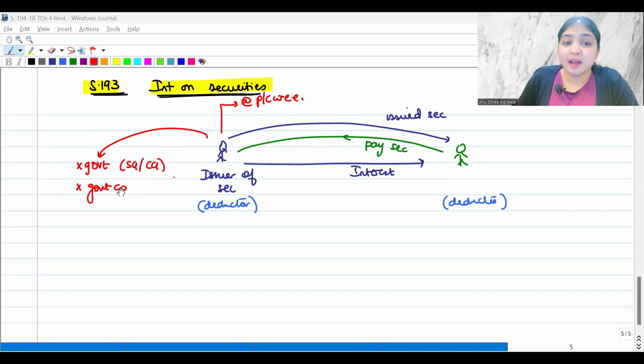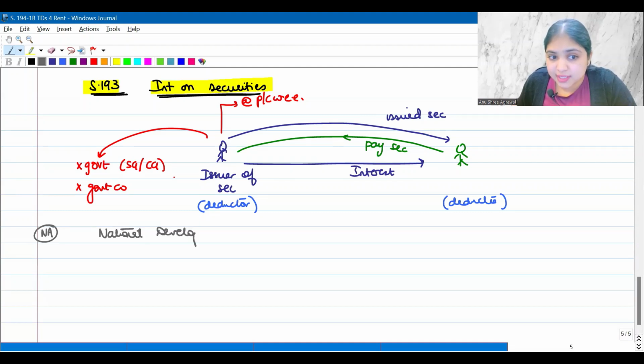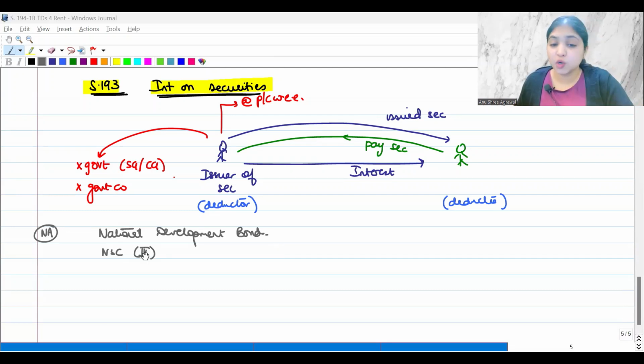Now listen, there are some more situations where section 193 is not applicable. If these securities happen to be national development bonds, section 193 will not apply. Also, if the securities happen to be NSE 4th issue, section 193 will not apply.